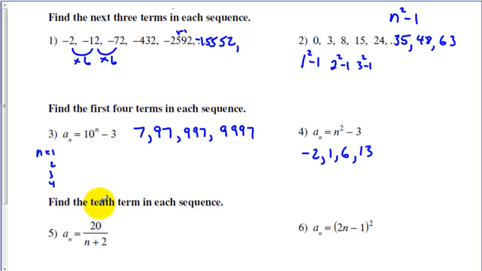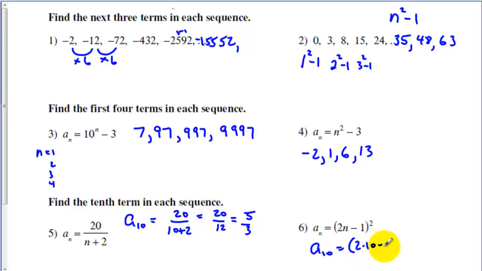Sometimes we may just want to find a particular term way out in the sequence, so this is asking us to find a sub 10. So we're just plugging in. So we get 20 over 12, which could be reduced to, those are both divisible by 4, so 5/3. You can use the frac button on the calculator to simplify that, and here if we do the 10th term, a sub 10 would be 2 times 10 minus 1 squared, so that's going to be 19 squared, and I don't have a calculator up, so we could just calculate that number.